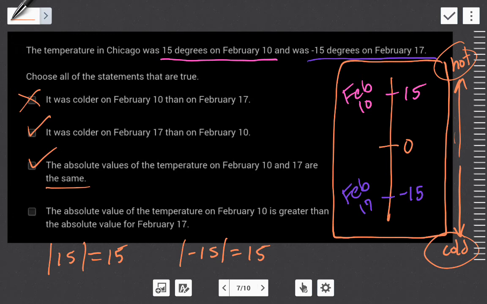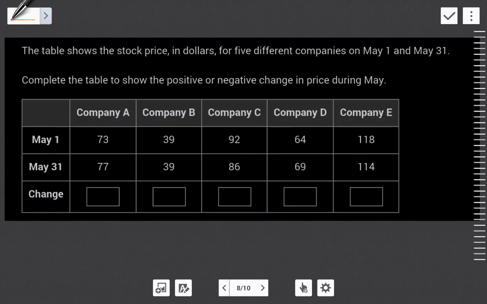The next statement says the absolute value of the temperature on the 10th is greater than the absolute value for February 17th. Well, we just determined that they were both the same, so therefore this can't be correct. Let's take a look at another example.